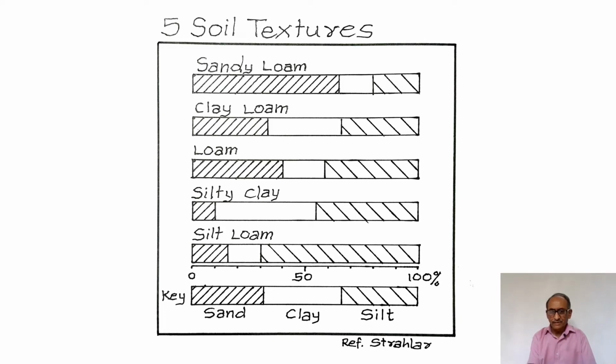So in this slide, the different 5 textures are represented, where you will find this is sand, this is clay and silt. So in sandy loam, you have greater percentage of sand, while in the silt loam, you have greater percentage of silt, and accordingly the different percentages are shown here.